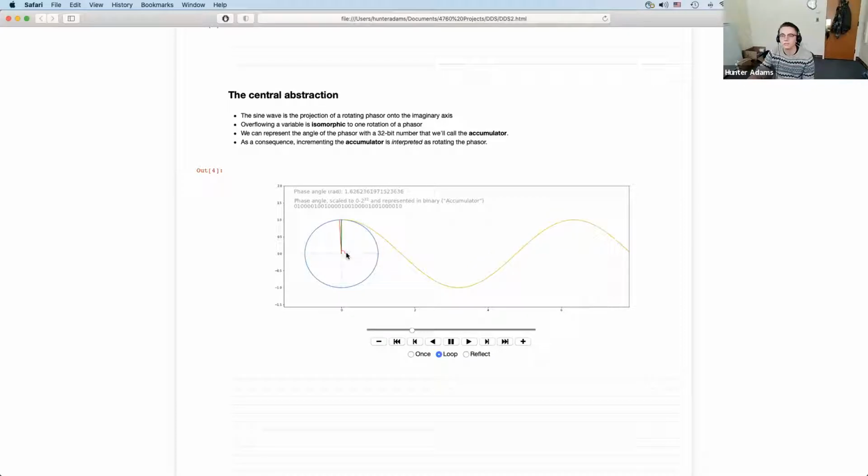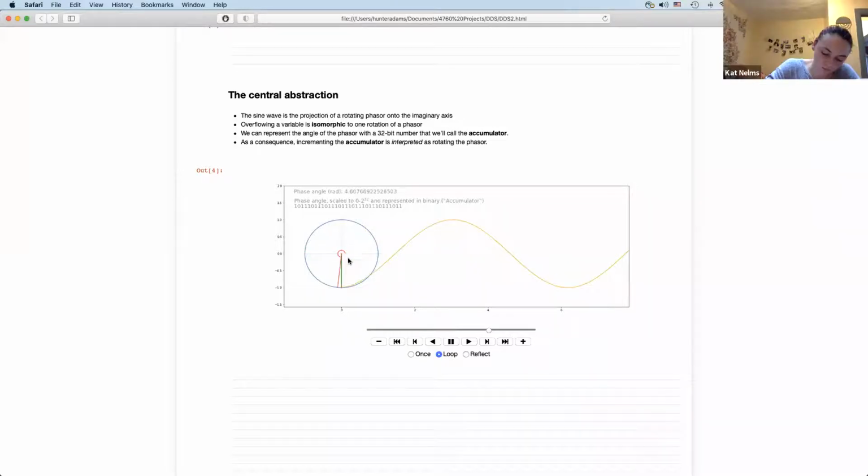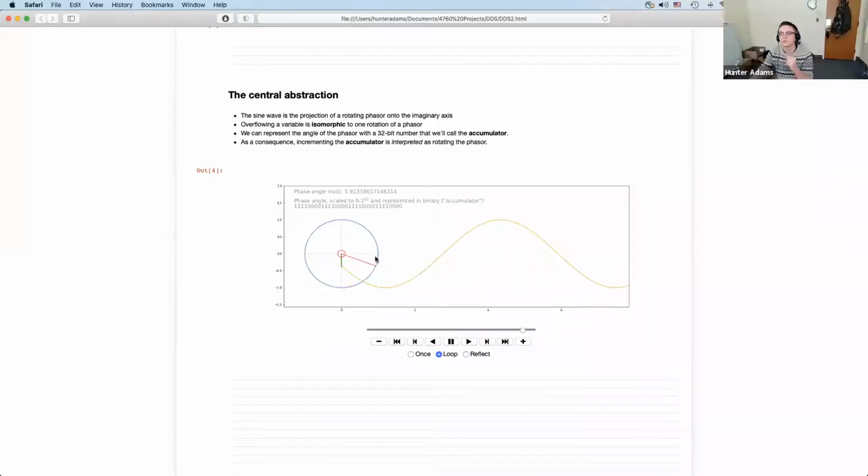we scale this angle such that it is at value 2 to the 32 when it completes one rotation and at value 0 when it starts, which is basically the same as saying we're going to divide these 2 pi radians or these 360 degrees into 2 to the 32 steps. Then when this phasor completes one rotation, the variable that we use to represent that angle will overflow.